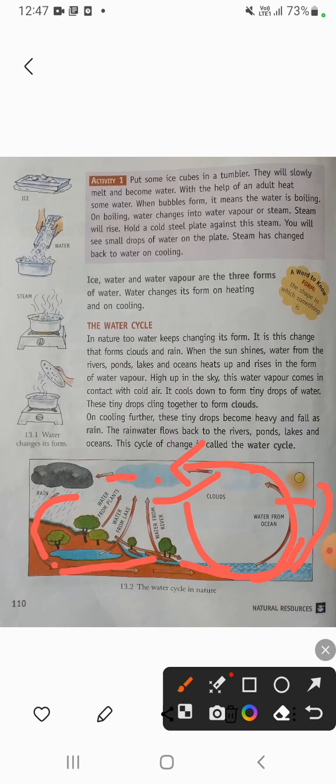Okay, now students, practice reading the topic water with its three forms and the water cycle. Underline the hard words.